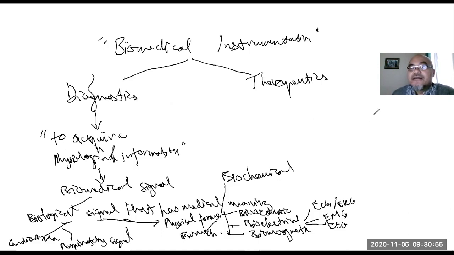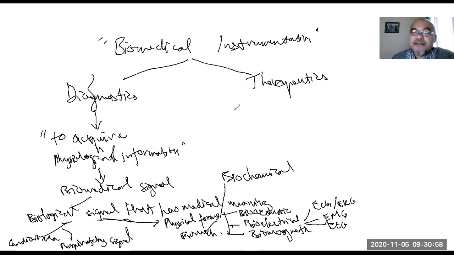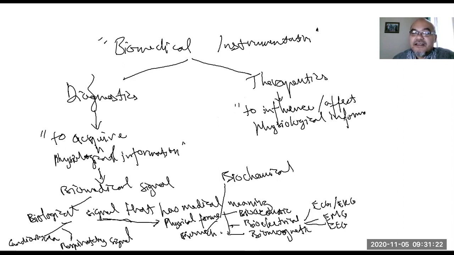Therapeutics, on the other hand, is not just to acquire, but the purpose is to influence or to affect physiological information, to interfere with physiological information. So it is not only to obtain the information from the body, but how can we change that information towards a better condition, towards what we call a healthy condition?